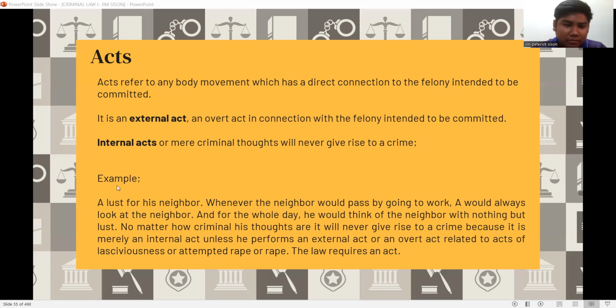Okay? Example, A lusts for his neighbor. Whenever the neighbor would pass by going to work, he would always look at the neighbor. And for the whole day, he would think of the neighbor with nothing but lust. No matter how criminal his thoughts are, it will never give rise to a crime because it is merely what? An internal act. Unless he performs an external act or an overt act related to acts of lasciviousness or attempted rape, okay, again, the law requires an act. There must be acts. Otherwise, no liability, no criminal liability.